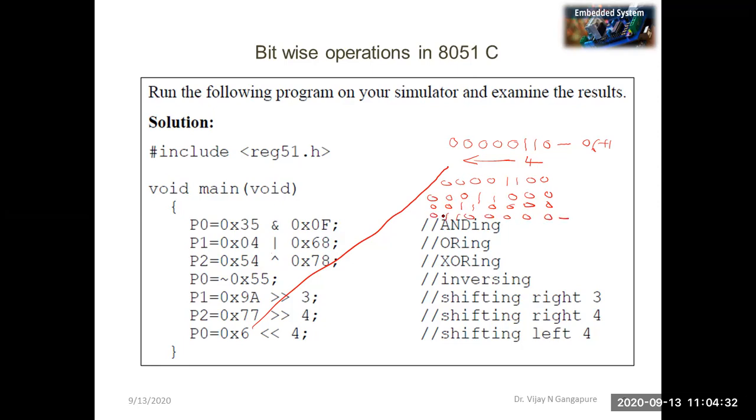So the result will be 60H. So 0x6 left shifted by 4 produces data 60H, and that will get outputted to port 0. Okay, in this way these bitwise logical operations work.